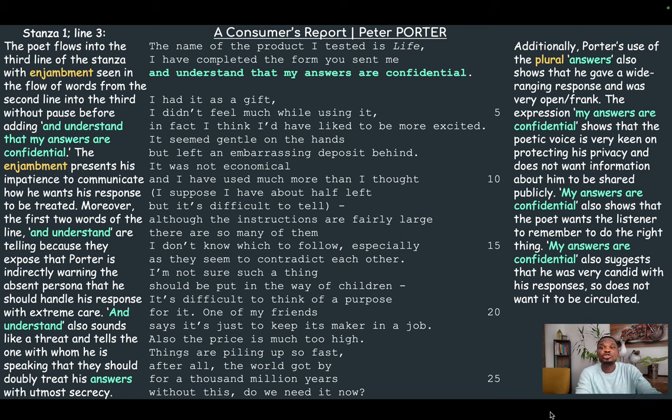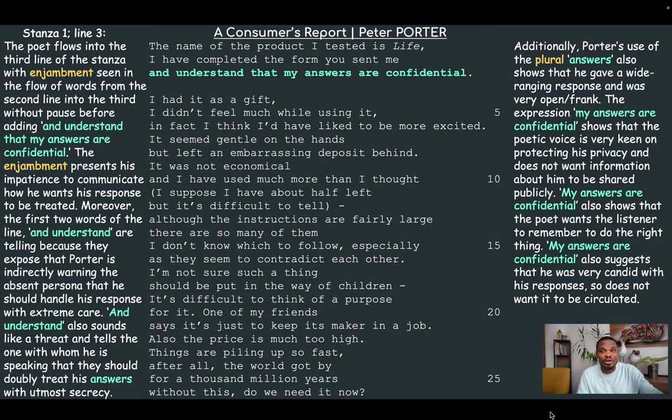Additionally, Potter's use of the plural, my answers, also shows that he gave a wide-ranging response. So again, you can think about Potter as the one that is speaking, but to be on the safer side, it's the poetic voice that is speaking. So he gave a wide-ranging response that was very open and frank. So it was very sincere, from his heart. And we're going to see that in the second stanza of the poem. The expression, my answers are confidential, shows that the poetic voice is very keen on protecting his privacy. So he wants his privacy to be well protected. He does not want the information about him to be shared publicly. But it is shared. I mean, we see that in the second stanza.